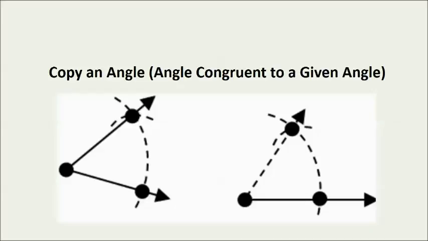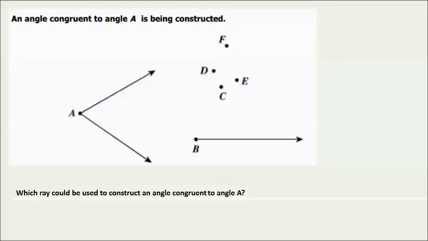Now let's copy an angle. This is an angle congruent to a given angle. An angle congruent to angle A is being constructed. Which ray should be used to construct an angle congruent to A? That is, we want to copy angle A onto the ray B. So step 1, we'll place the point for the center of the circle on A.